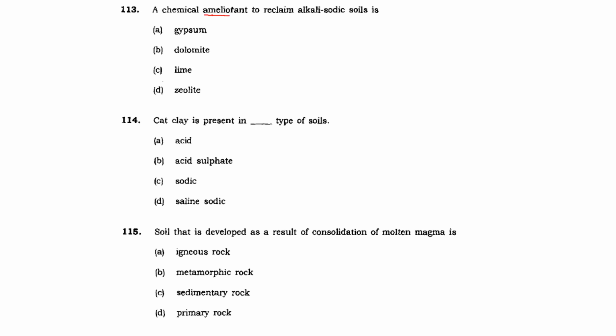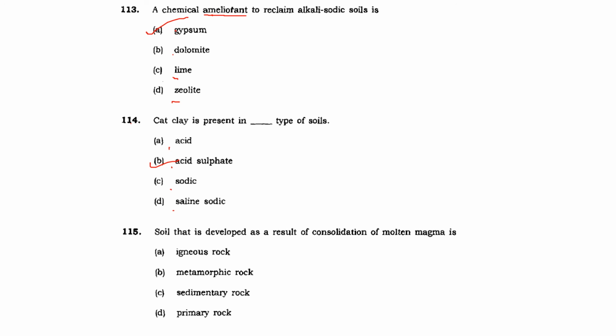Number 113. Chemical ameliorator to reclaim the alkali sodic soils: options gypsum, dolomite, lime, zeolite. The answer is A, gypsum. Question number 114. Cat clay is present in dash types of soil: acid, acid sulfate, sodic, saline sodic. The answer is acid sulfate.